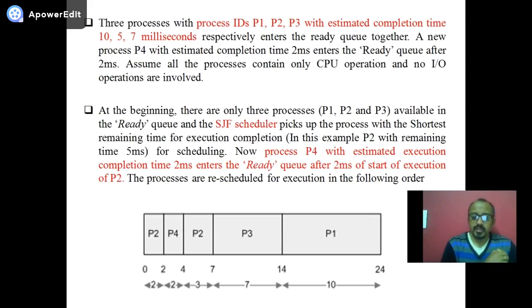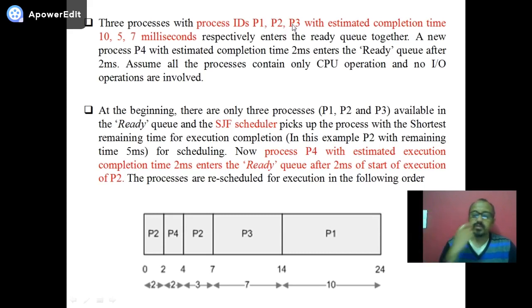So P4 has to resume the execution. That's why P2 is suspended, and then P4 has to be given a chance. P2 is suppressed or suspended by the scheduler, and then P4 is picked and allotted the CPU time. Then P4 finishes its execution of 2 milliseconds, and when it finishes, the ready queue again has only 3 processes in the list: P1, P2, P3.